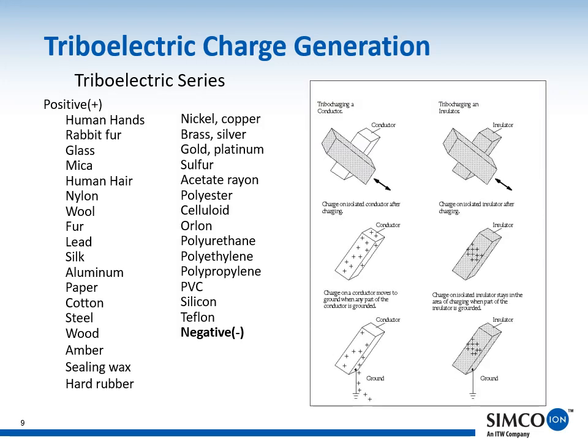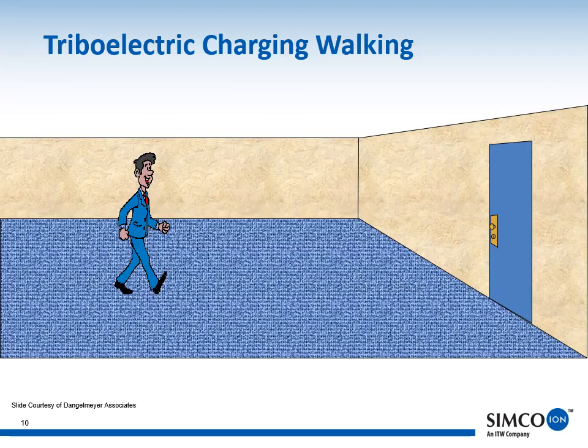The diagram on the right side of the slide further demonstrates charging a conductor on the left versus an insulator on the right. The conductor is charged triboelectrically, but the charge is distributed over the entire material and can be bled off to ground. The insulator, however, only charges in the area that is touched, and the charge cannot be bled off when the item is grounded.